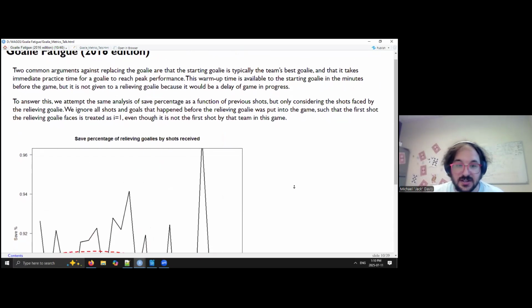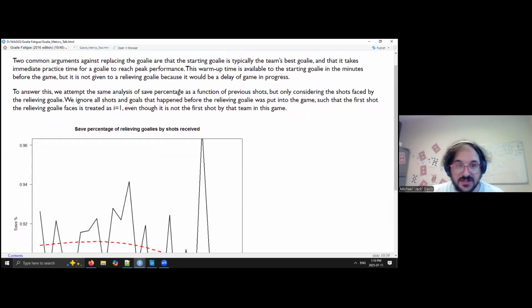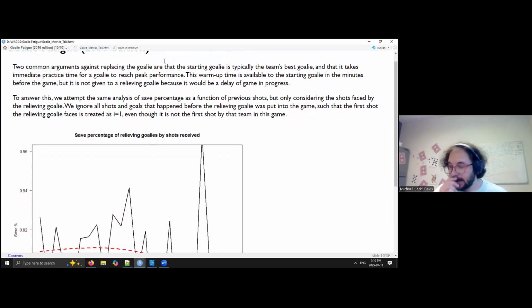I also tried to take a look at relieving goalies. There are a couple of arguments against replacing a goalie, which is originally where I was going with this when I started doing this. I was wondering what would happen if we had something like a starting goalie and a relieving goalie, the same way we have a starting pitcher and a relieving pitcher in baseball. And there are a lot of arguments against that: the goalie needs practice, they need to warm up, and you can't really warm up a relieving goalie. It would be a delay of game.